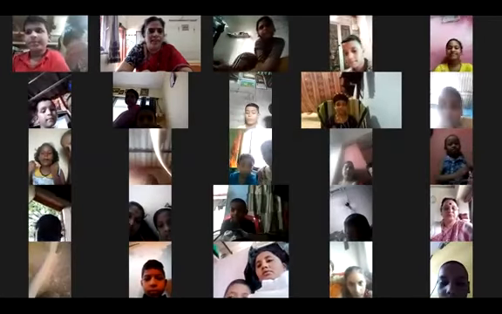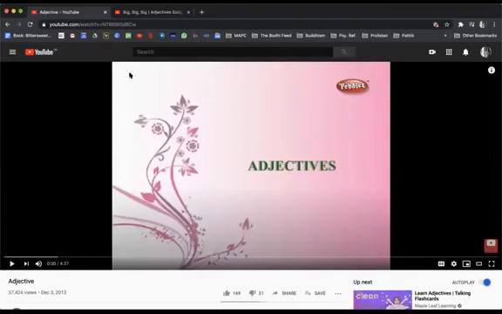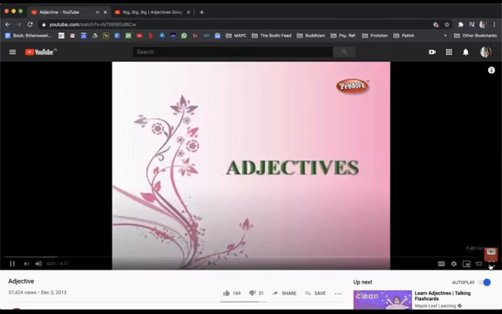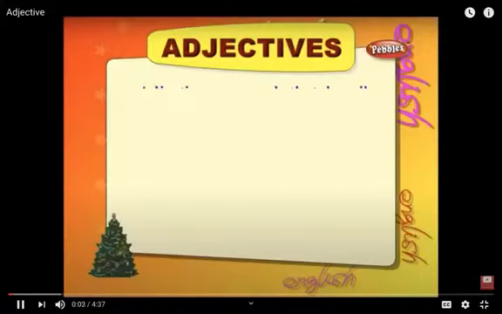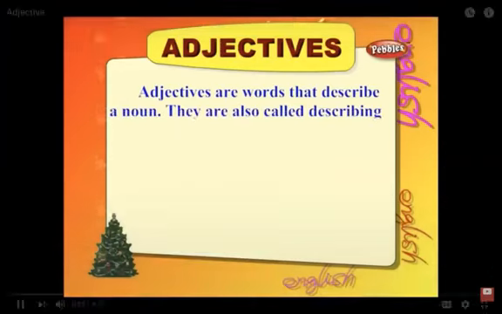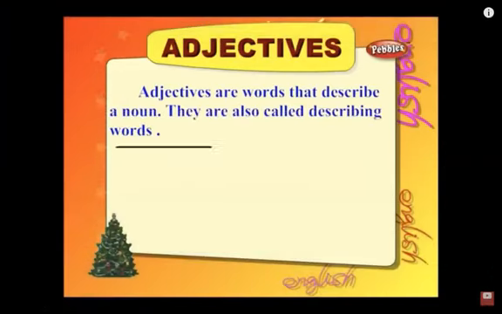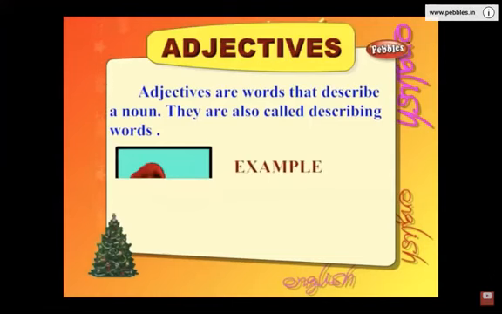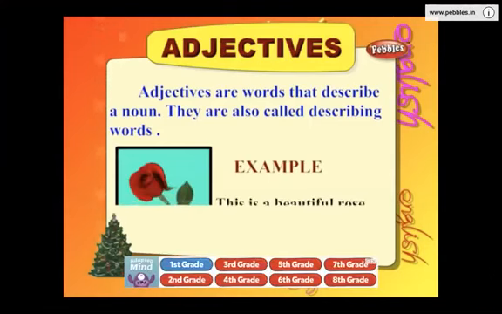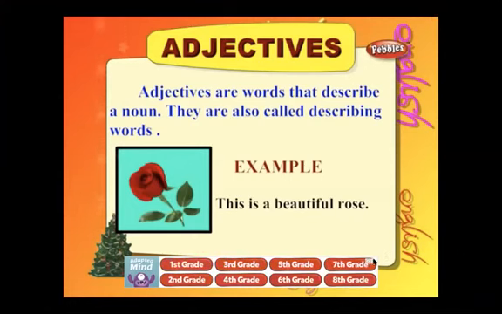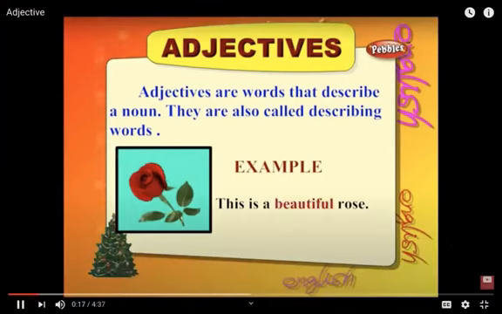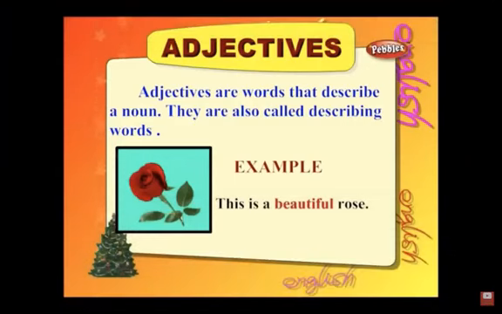Now let's enjoy this video. Adjectives. Adjectives are words that describe a noun. They are also called describing words. For example, this is a beautiful rose. Here the word beautiful is an adjective because it describes the flower.